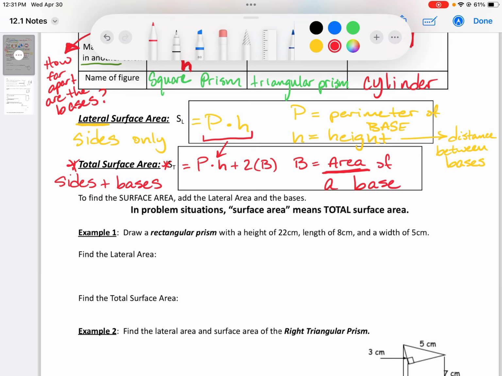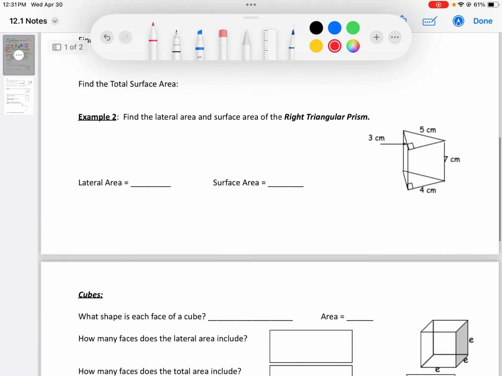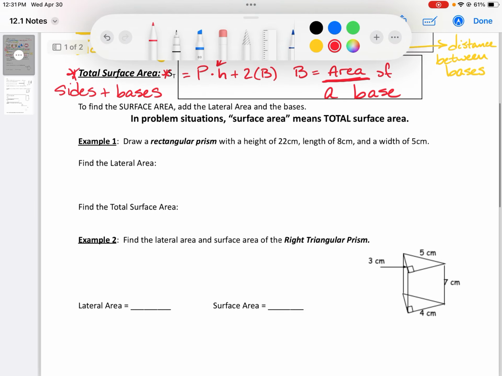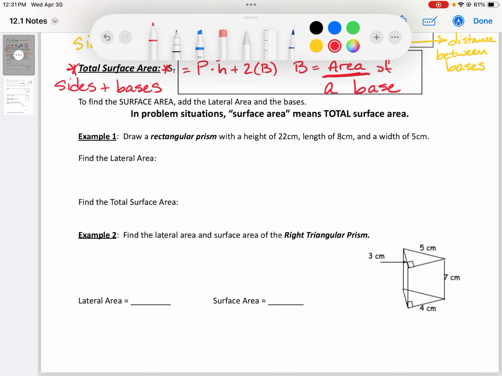Now, you do need to pay attention, because it may specifically say, find the lateral area. All of today's examples say both. So we have 1, 2, 3, 4, 5 examples to work through. Let's go ahead and get started.